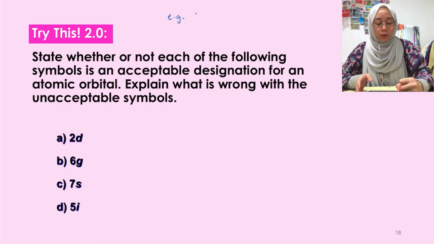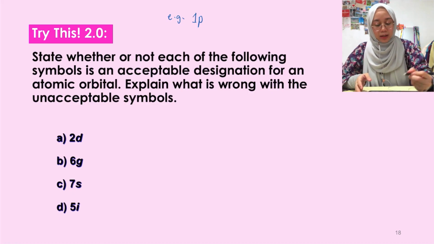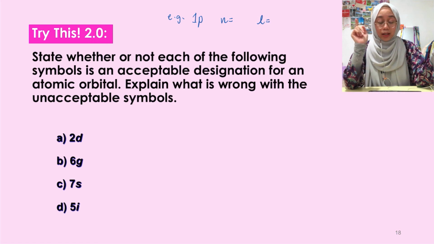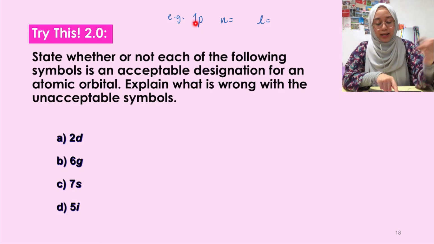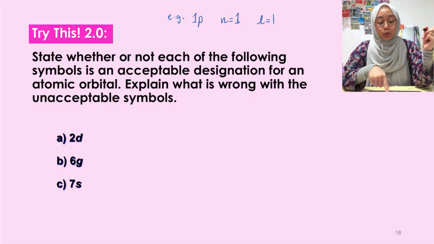So let's say I give to you 1P. Okay, so 1P ni sebenarnya wujud ke tidak. So daripada 1P ni kamu boleh tahu value of N and also value of L. Okay, so how exactly we know this? Because value of N adalah kita tengok nombor yang dekat depan sekali. So 1 kan, so N equals to 1. And then P pula, kalau P, berapa value L dia? So kalau P, kalau S adalah 0, kalau P adalah 1. Logik kah N equals to 1, L akan equals to 1 juga?